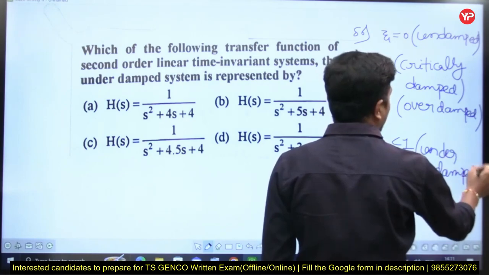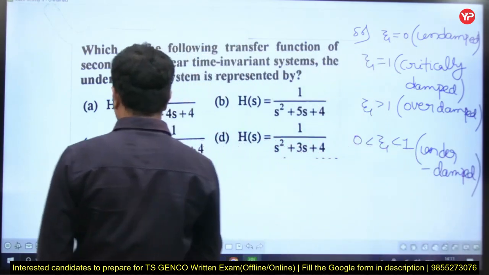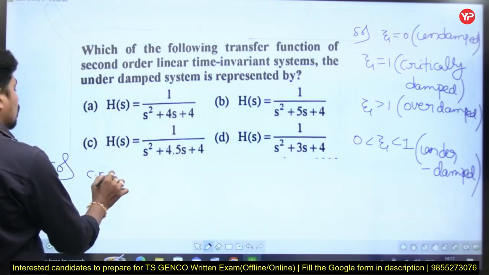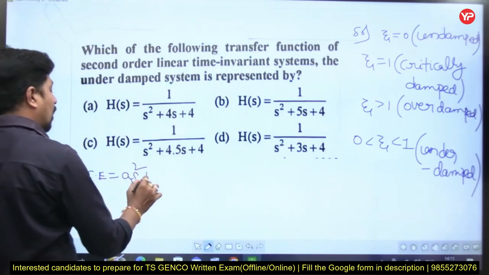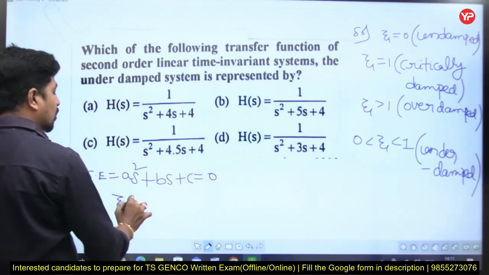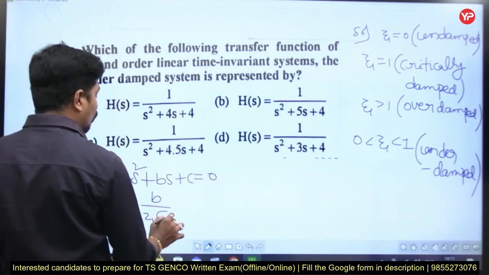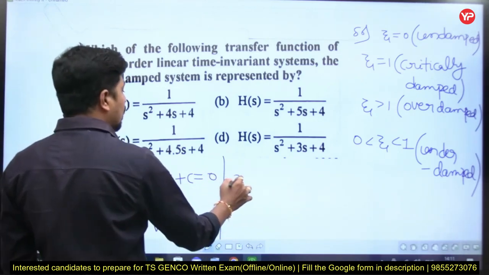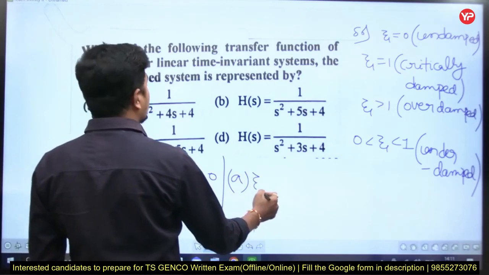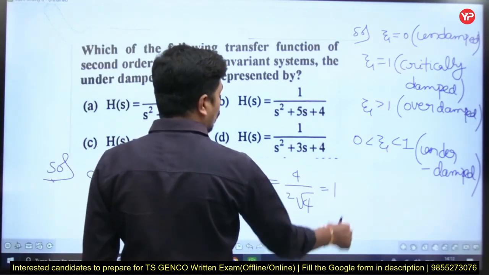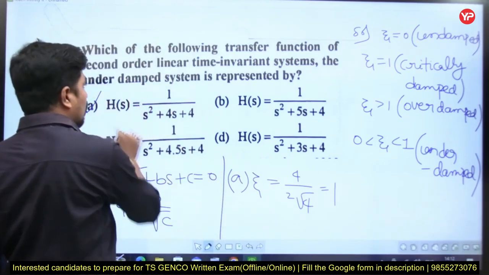He is asking which of the following options is underdamped. I give you one shortcut for finding zeta. If your characteristic equation is As square plus Bs plus C equal to 0, then zeta is equal to B by 2 root C. The formula for zeta is B by 2 root C, shortcut. Now, option A, I check, zeta is equal to B by 2 root C. This is equal to 1. It is critically damped. Option A is wrong.